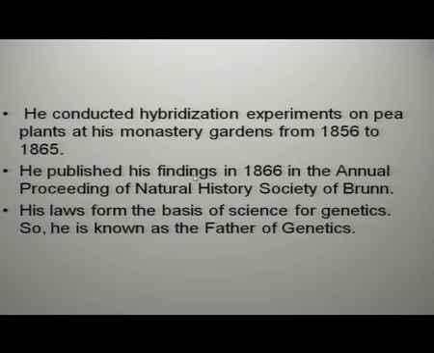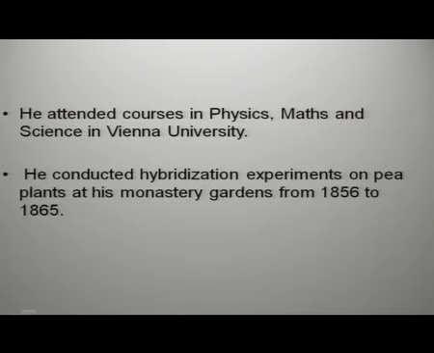He conducted hybridization experiments on pea plants at his monastery garden from 1856 to 1865. He published his findings in the year 1866 in the annual proceedings of the Natural History Society of Brunn. His laws form the basis of the science of genetics, so he is known as the father of genetics. He attended courses in physics, maths and science in Vienna University. He conducted hybridization experiments or breeding experiments in Garden Pea at his monastery garden from 1856 to 1865.